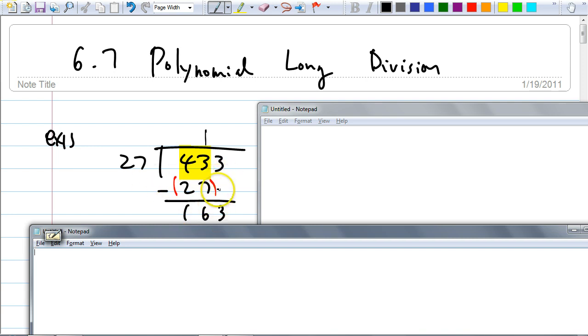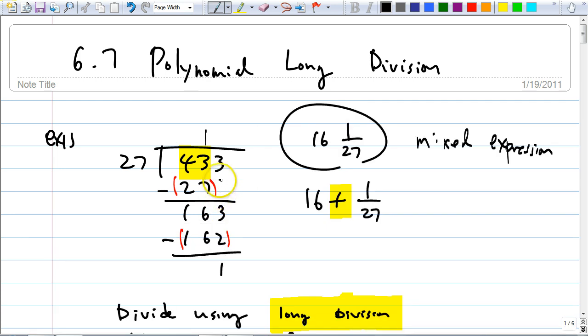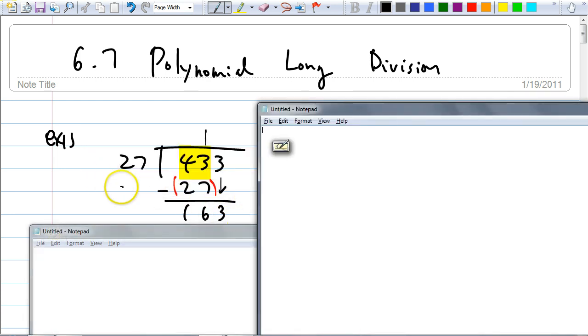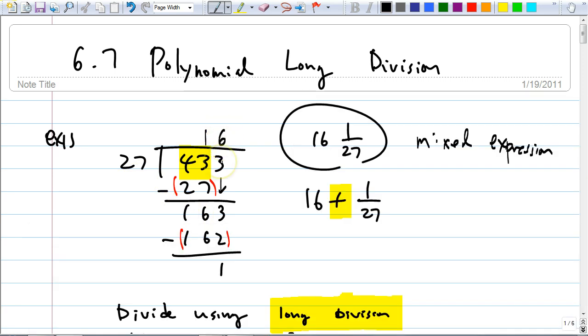6 times. And when you do that, you get 1 as the remainder, okay? And of course, you write the answer as a mixed fraction: 16 and 1/27, which really means 16 plus 1/27, right?